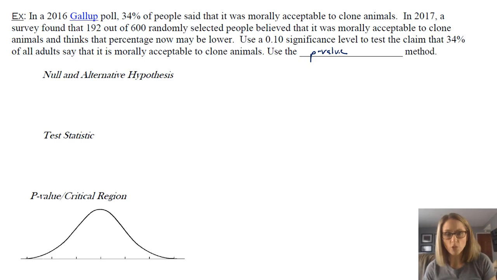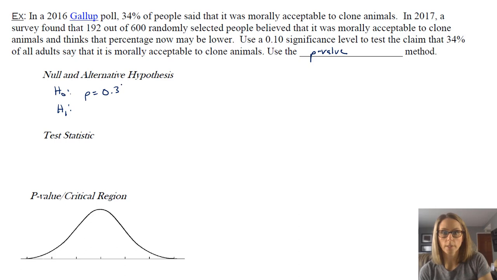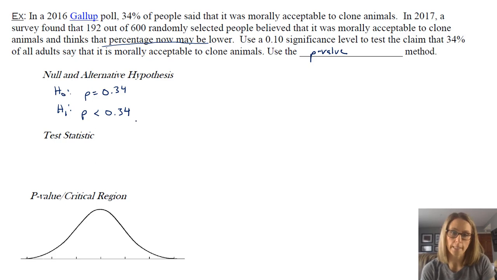Okay, so null and alternative hypothesis here. Remember, based on the old idea. The old idea is that the proportion of people who believe that it's morally acceptable to clone animals is 0.34. Now, we're testing the claim because they think the percentage now may be lower. So that's what's telling us lower. So a less than would be the idea.